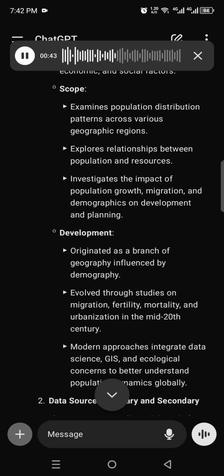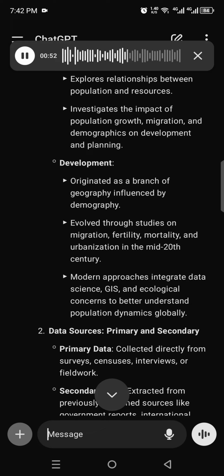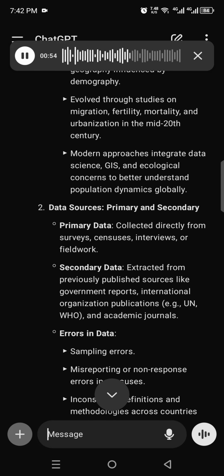Development. Originated as a branch of geography influenced by demography. Evolved through studies on migration, fertility, mortality, and urbanization in the mid-20th century. Modern approaches integrate data science, GIS, and ecological concerns to better understand population dynamics globally.